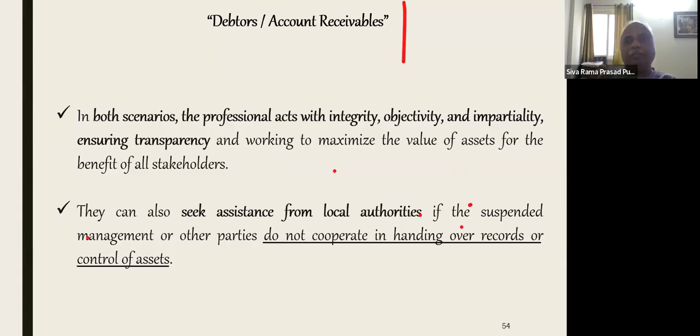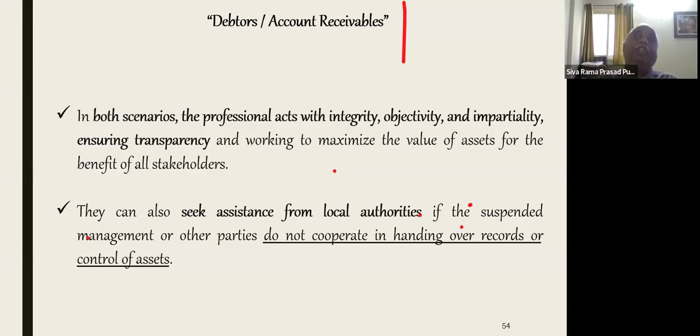In both scenarios, the professionals act with integrity, objectivity and impartiality, ensuring transparency in working, and maximize the value of the asset for the benefit of all stakeholders. If I leave it like that, some of the assets are not being sold. If I have not bargained properly with the prospective resolution applicant about the account receivables or the debtors, he will take over the total company.